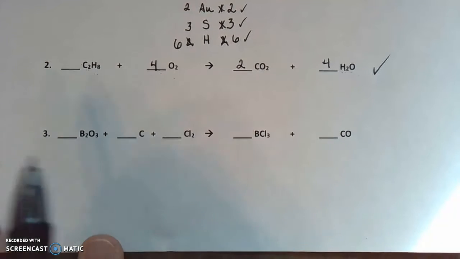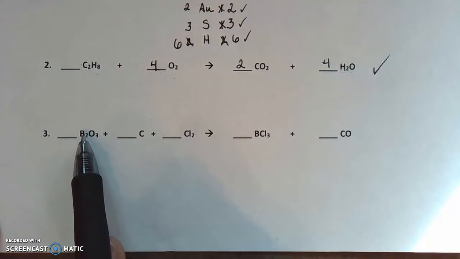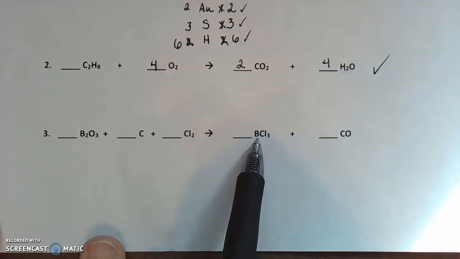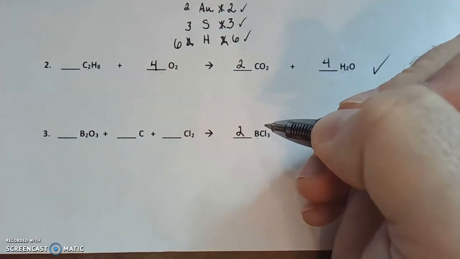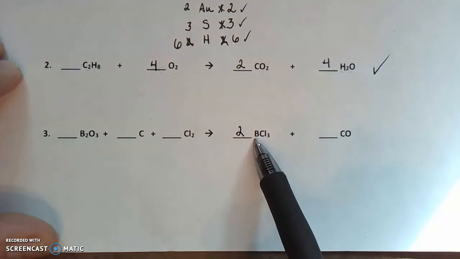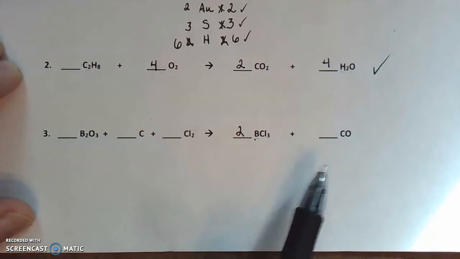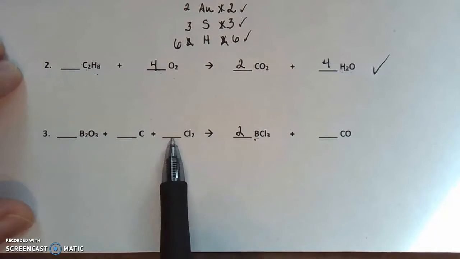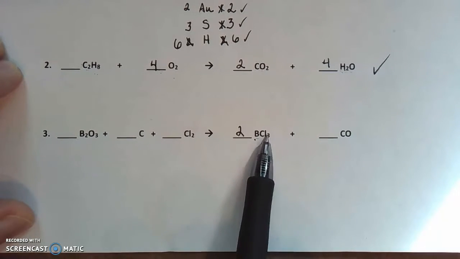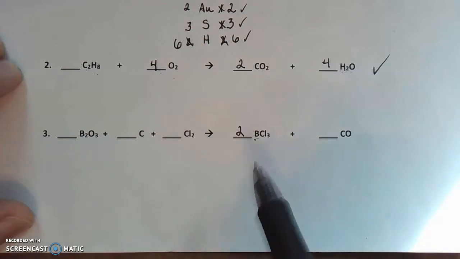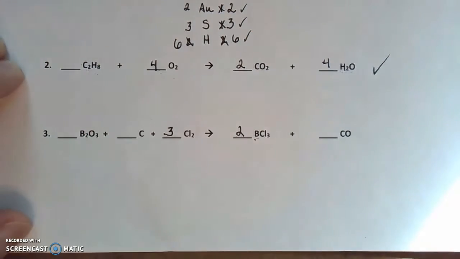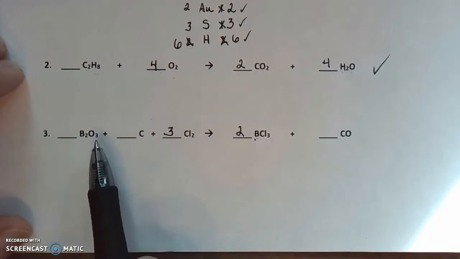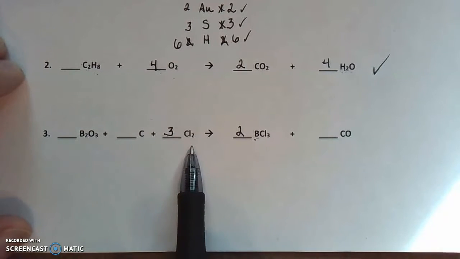All right, welcome back. So let's see how well we did. If we look, we have 2 B's on this side. I'm going to put a 2 in front of here to give me 2 B's on this side. My carbons, which are also nonmetals, are already balanced, so we're good there. Now if I look at my chlorines, I have 6 here. To get 6 here, I'm going to have to put a 3 in front of this chlorine because 3 times 2 is 6, 2 times 3 is 6. So my B's, my C's, and my Cl's are balanced.